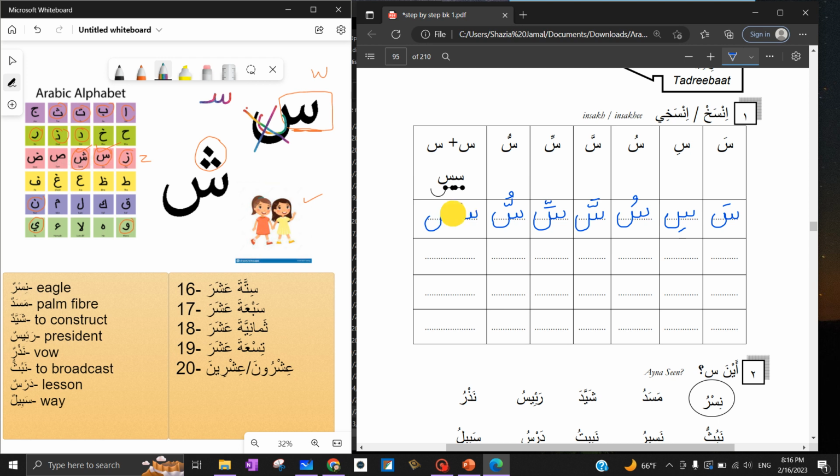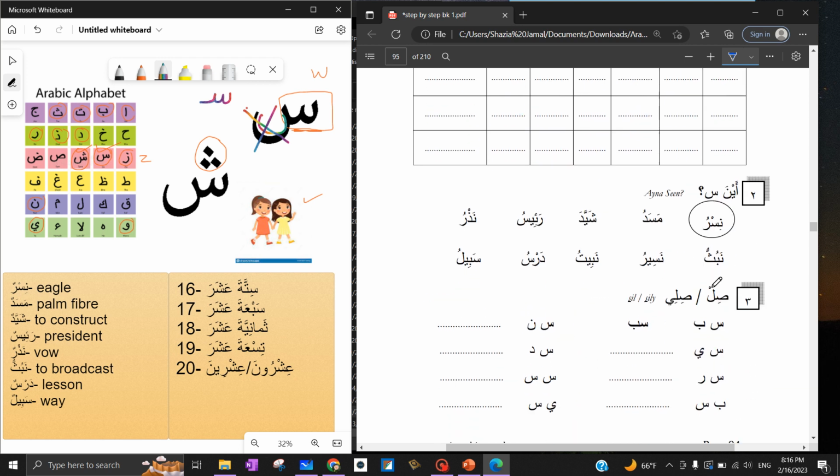And there should be a space between the two because you need to show that the scenes are joined together. So this is how you write seen. It's a very easy letter and easy to pronounce also. So we will do exercise number 2, Ayna seen.